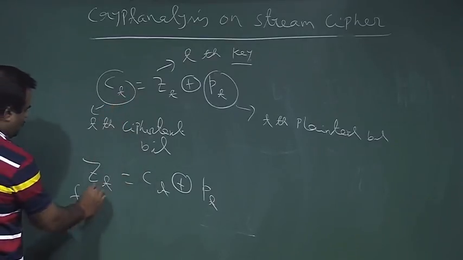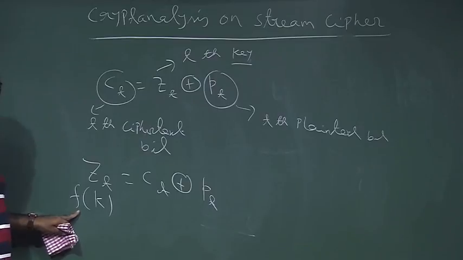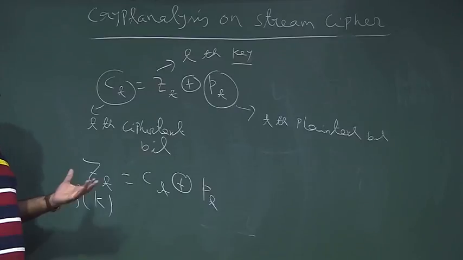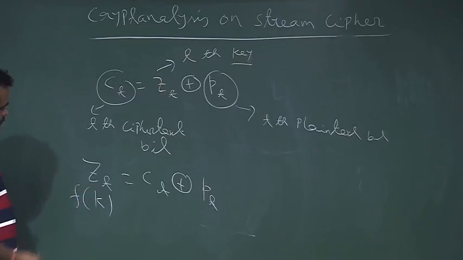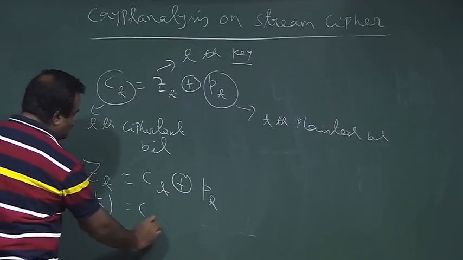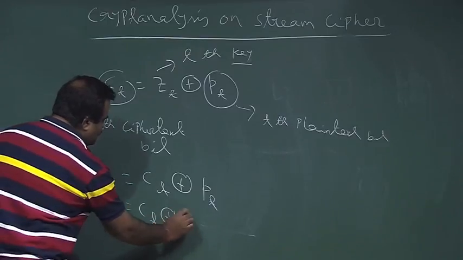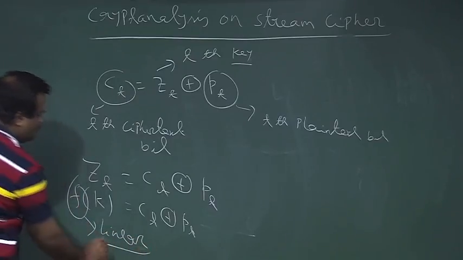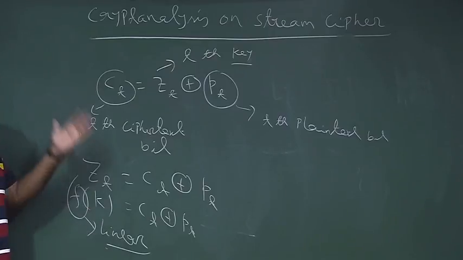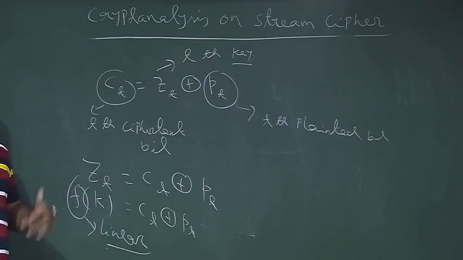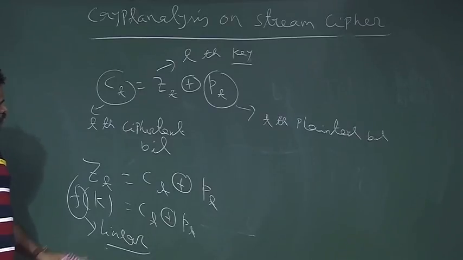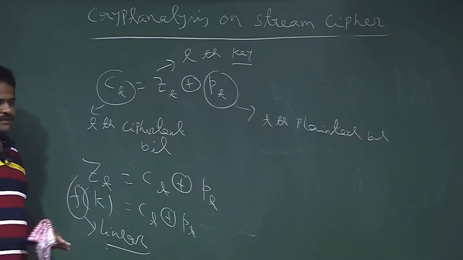Now Zt is a function of K, the secret key shared between Alice and Bob. That is the initial phase: we load the secret key and then run the key stream generator. Now if this function is a linear function, then we have a system of linear equations, and we can solve it to get K. Once we get K, everything is gone, because K is the secret shared between Alice and Bob. That is the attack on a simple LFSR based stream cipher.